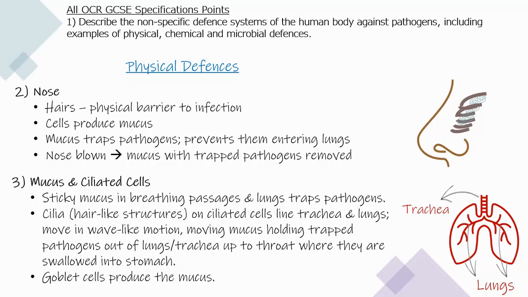So there are cilia, which are hair-like structures on ciliated cells, and these are what line the trachea and the lungs, and they move in a wave-like motion. So they beat the mucus holding the trapped pathogens up out of the lungs and up the trachea into the throat, where they can then be swallowed into the stomach, and then the stomach uses its acid to destroy them. And the goblet cells are actually the cells that produce this mucus.